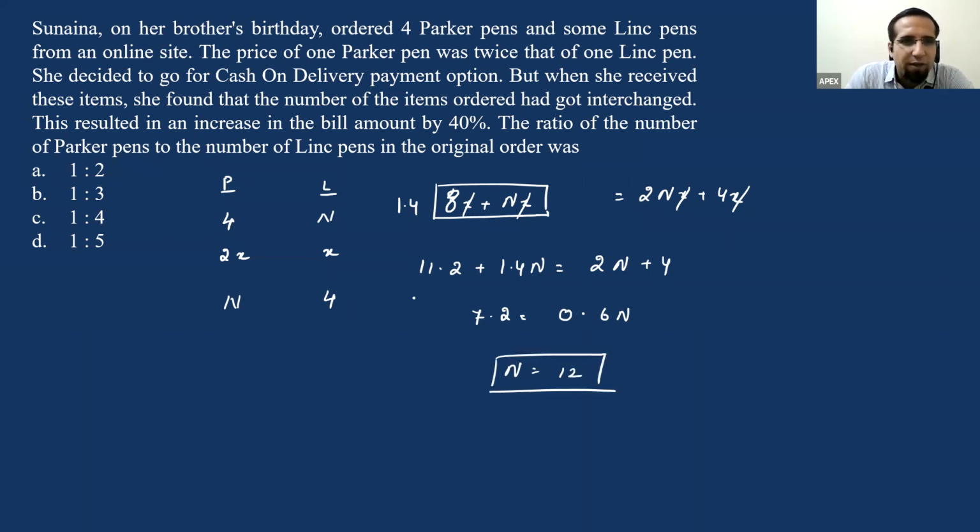Clear? Now the question is asking you to find the ratio of Parker pens to ink pens initially ordered. So 4 Parker pens and 12 ink pens, and therefore your answer becomes 1:3. Again, a very easy question at the fag end of the paper. You should have reached here, right?